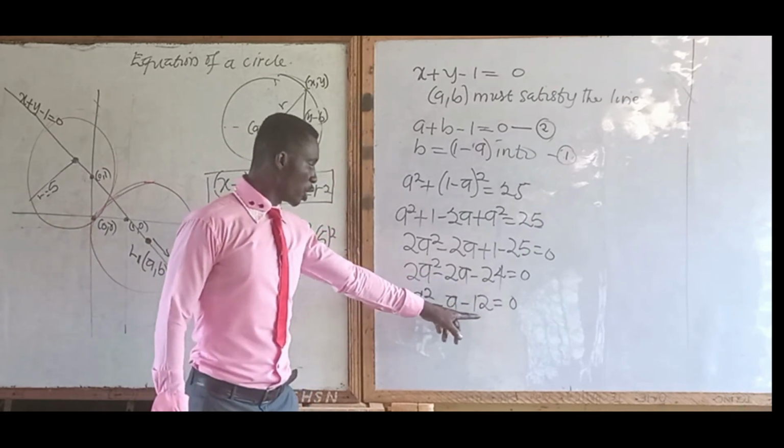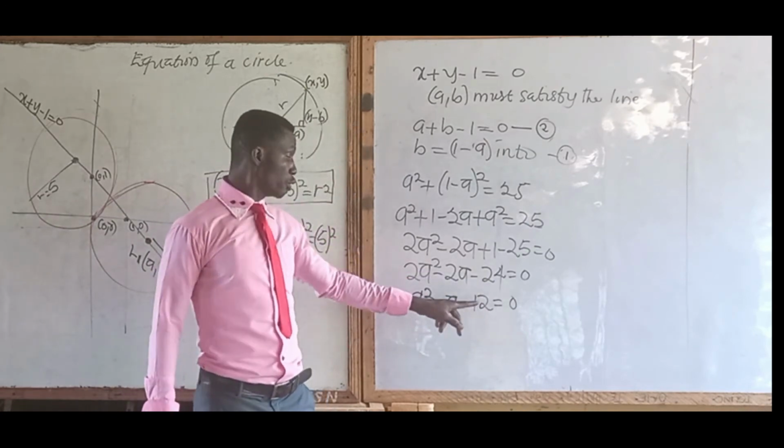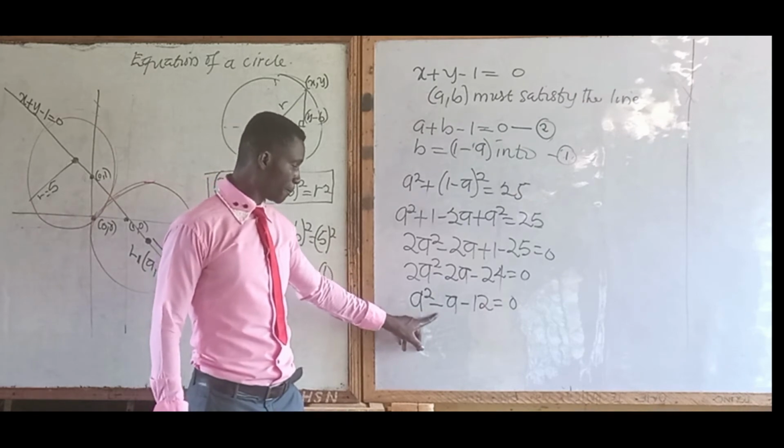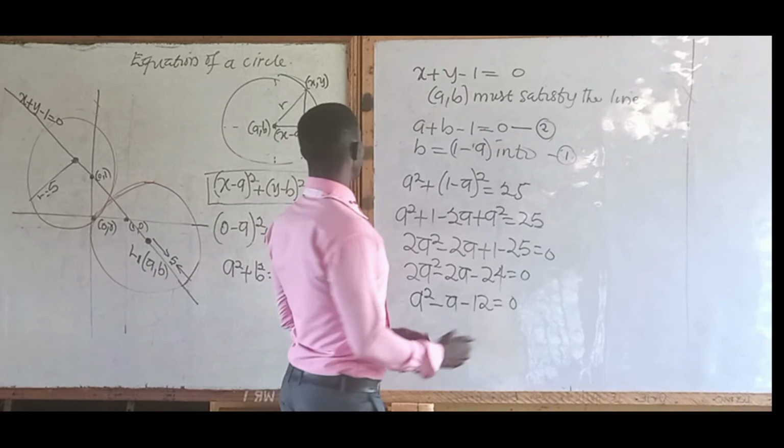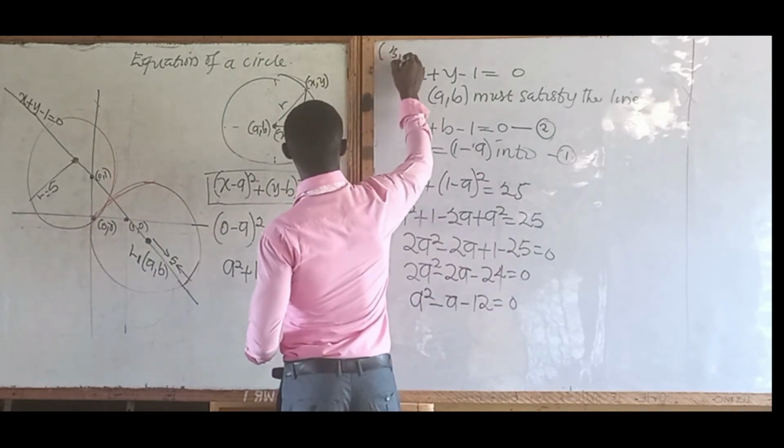We look for two numbers. When you multiply, you get negative 12. When you add, you get negative 1, because the coefficient here is negative 1. And the numbers should be 3 and 4.